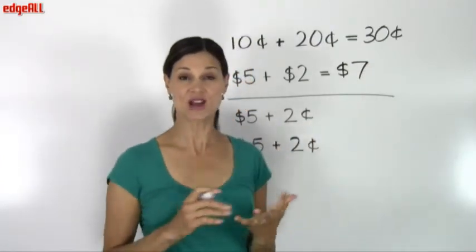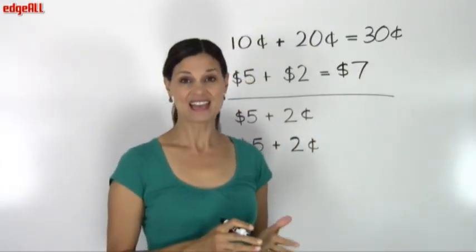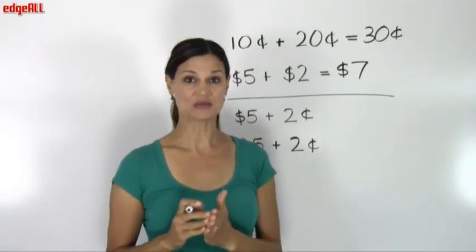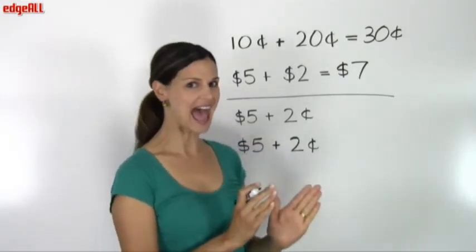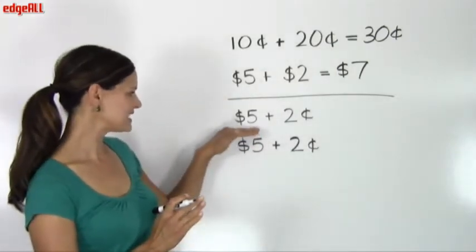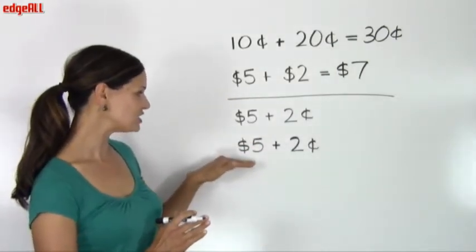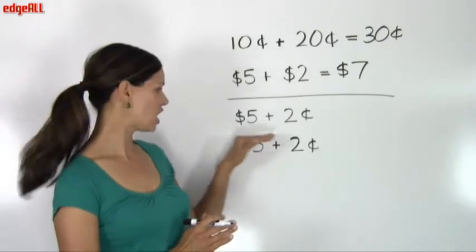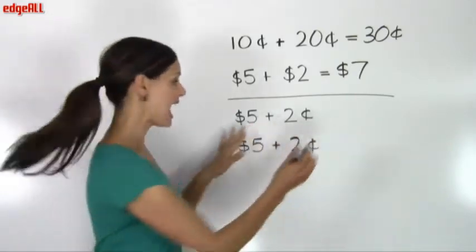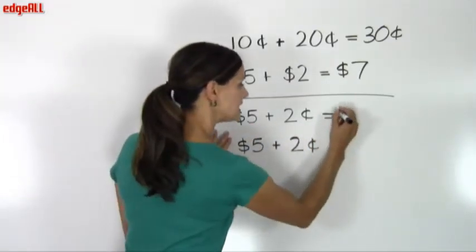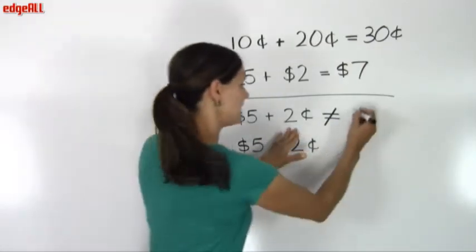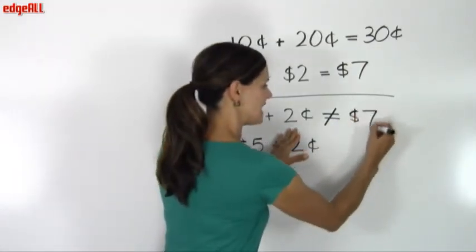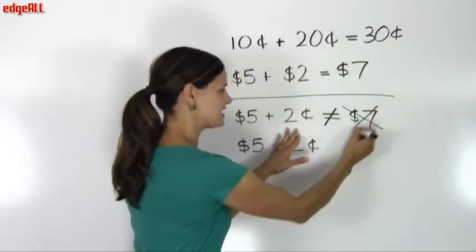If the units aren't the same, then you have to follow some special rules. So if the units aren't the same, you can't just simply add them together. In these two cases, we've got two different units, dollars and cents. And so I cannot, in this case, just add the 5 and 2 together to make, say, for example, $7. That is not the answer.